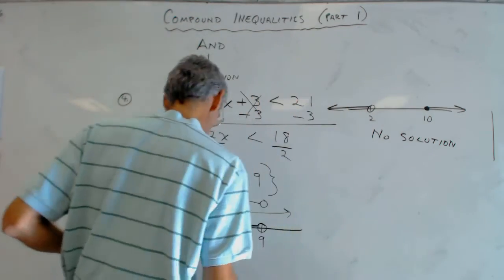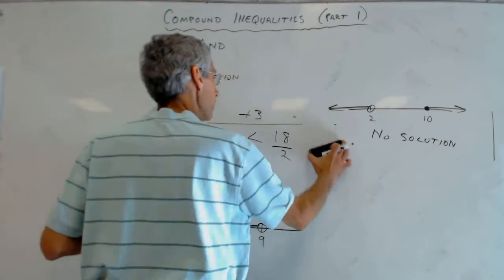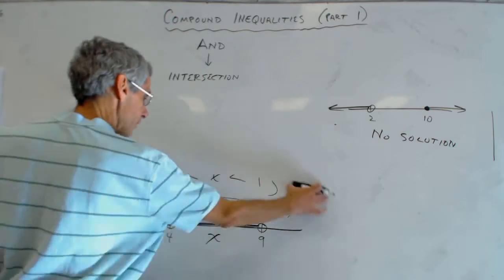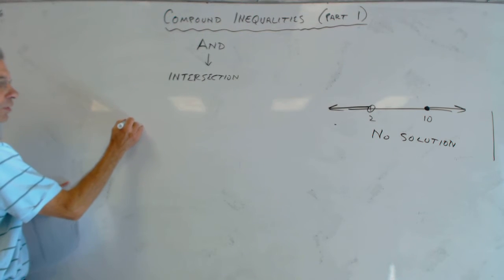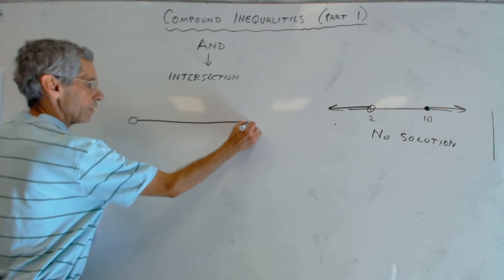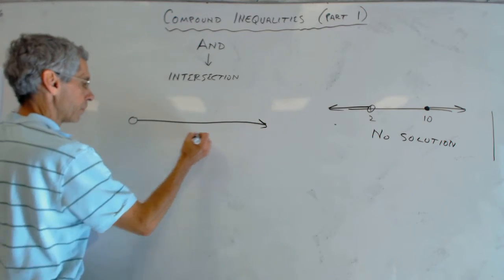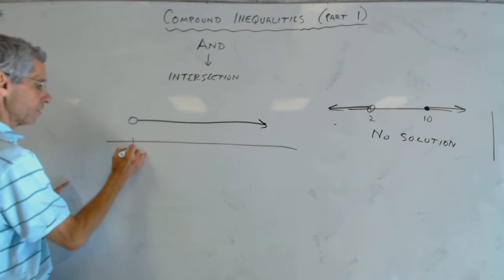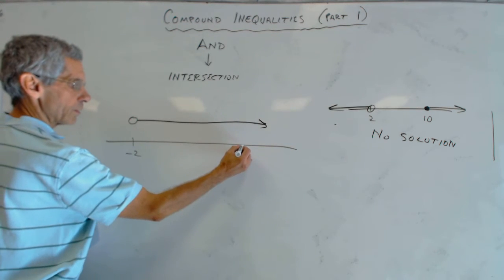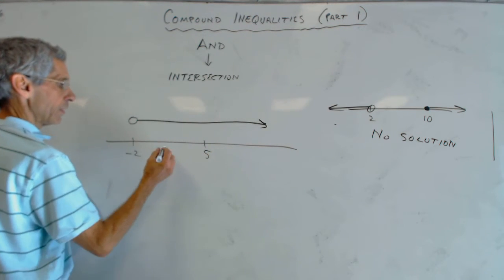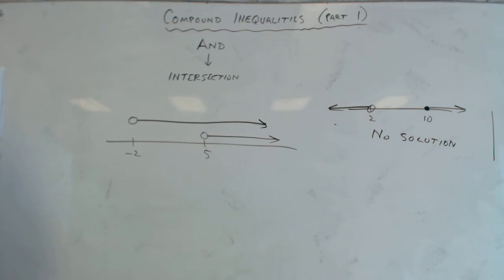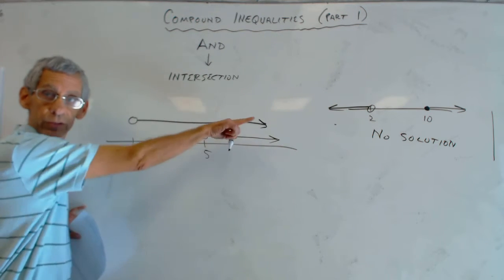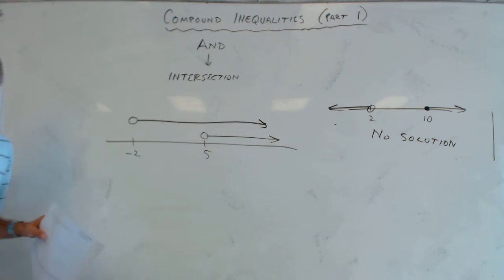What if you had something like this? This is the last one. I'm not going to do the whole thing. I'm just going to show you an example of an answer. So here's our number line. This is -2, and this is 5, and where's the intersection? Beyond the 5? It starts at 5 and goes forever this way, right? So just be aware of those kinds of things.